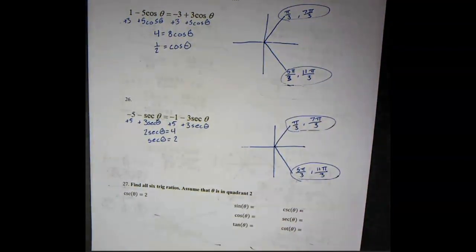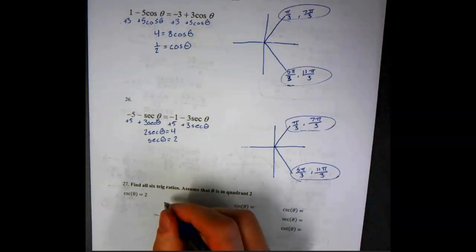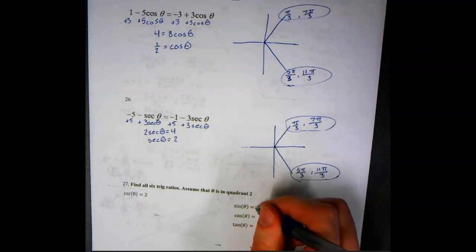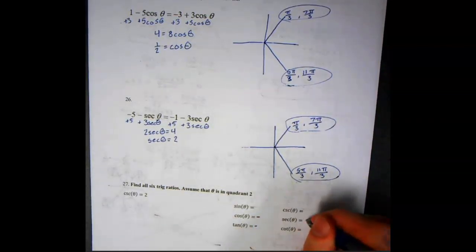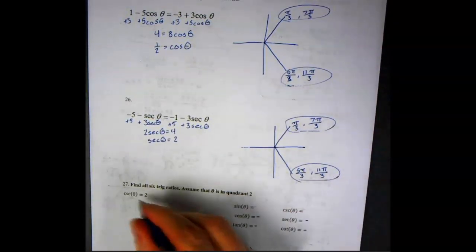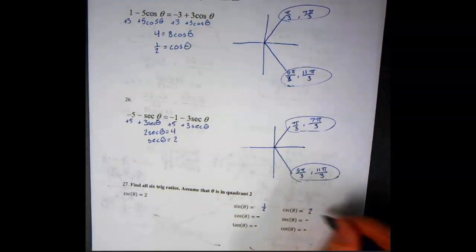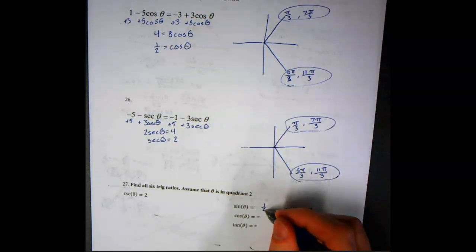For problem 27, this is if cosecant is 2 and we are in the second quadrant. Remember, second quadrant means that sine is positive, cosine's negative, tangent's negative. That means secant and cotangent are both negative. So sine is going to be the opposite of cosecant. And then when sine is 1/2, that means cosine is root 3 over 2.